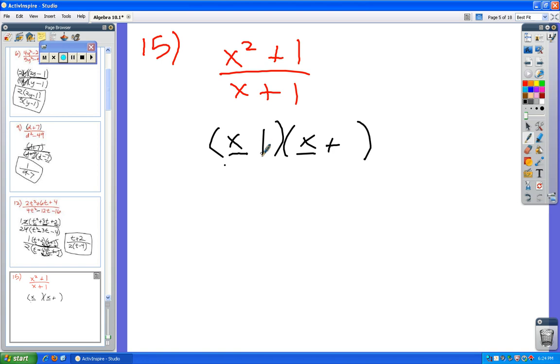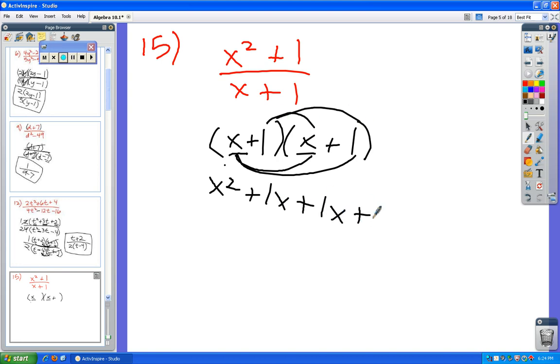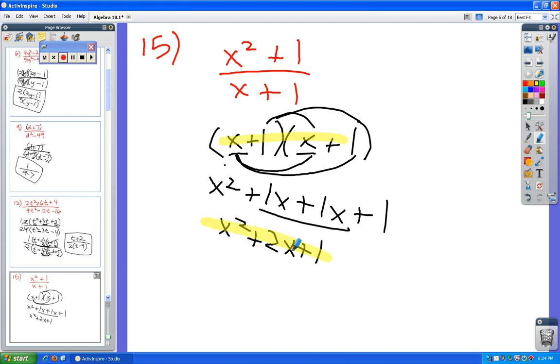If I factor the top into x plus 1 and x plus 1, if I do the distribution, this is x squared, 1x. If I distribute the 1, plus 1x, plus 1. If I combine the terms, x squared plus 2x plus 1. See, this is not the same. It doesn't give you x squared plus 1. This right here gives you x squared plus 2x plus 1. We're trying to factor this. So this is not the correct factoring.